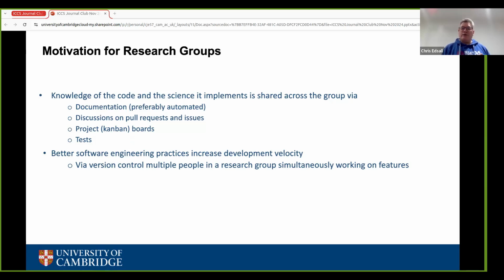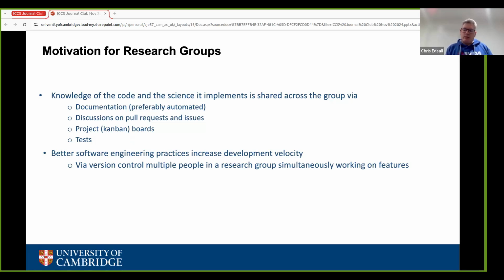If you are writing documentation, it would be great if the documentation system were automated. So as you do a build of your code, you also do a build of your documentation, more likely to stay in sync that way and be useful. Other ways of sharing knowledge across a group using software engineering practices is in your code hosting solution, be it GitHub or GitLab or Bitbucket or whatever, with the discussions on pull requests and on issues, there's a lot of valuable knowledge gets shared via that process.